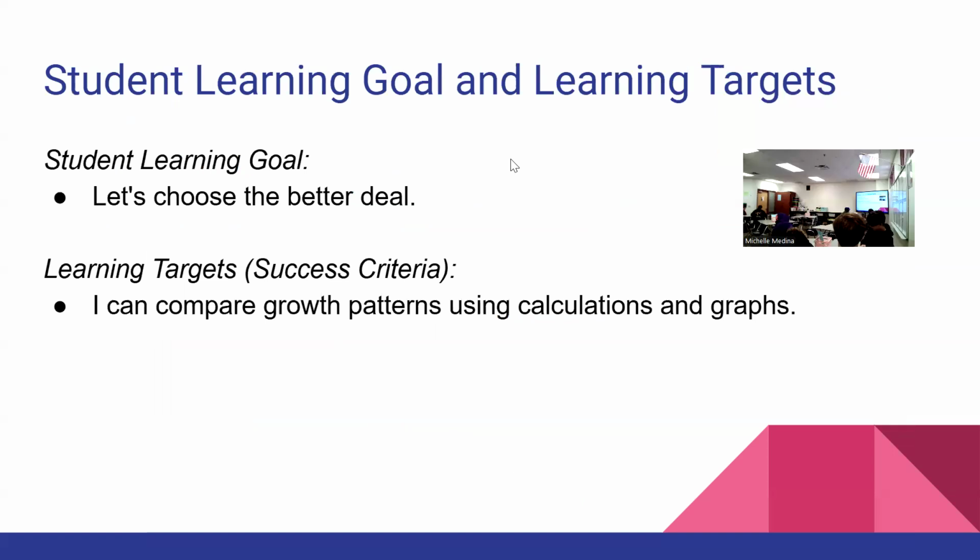We did our first lesson of the semester, and the learning targets, as you can see, are very short, just one bullet point. Can you compare growth patterns using calculations and graphs? Can you say whether one is growing at a faster or slower rate, depending on how much time has passed? Can you continue the pattern? Can you make an equation for the pattern is harder.